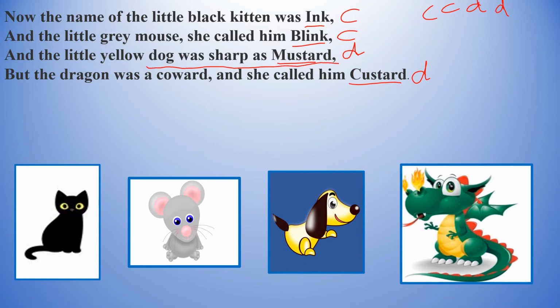And what is simile? Simile is the comparison of two things by using the word like or as. In simple language, the comparison between two things by using the word like or as. Here in this line, we can see that the yellow dog is being compared with the mustard crop. So this is the example of simile here.